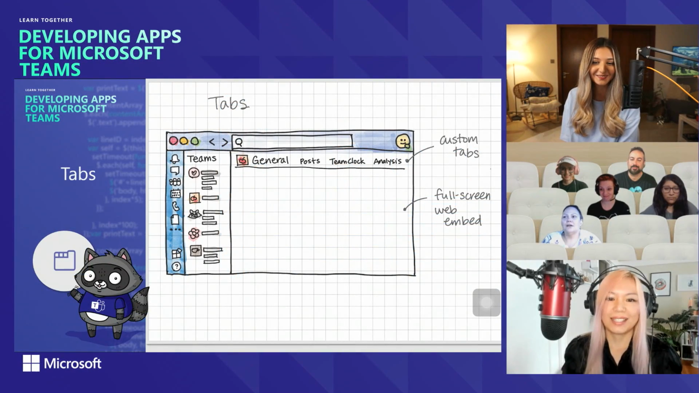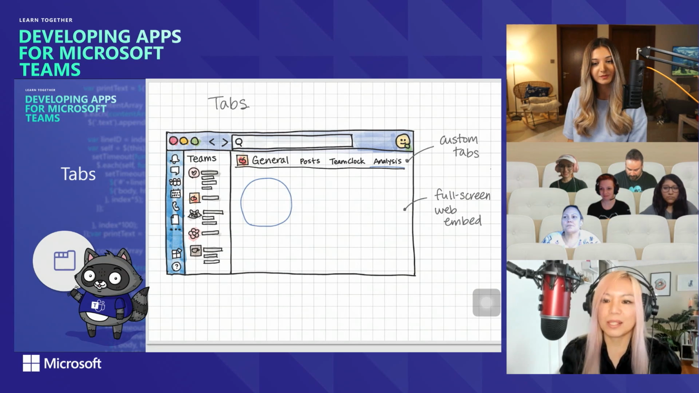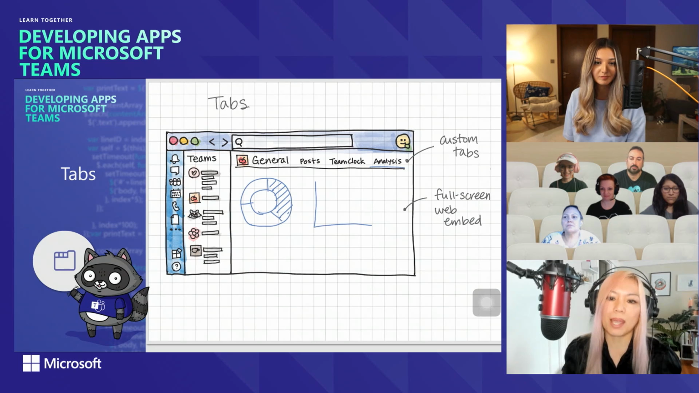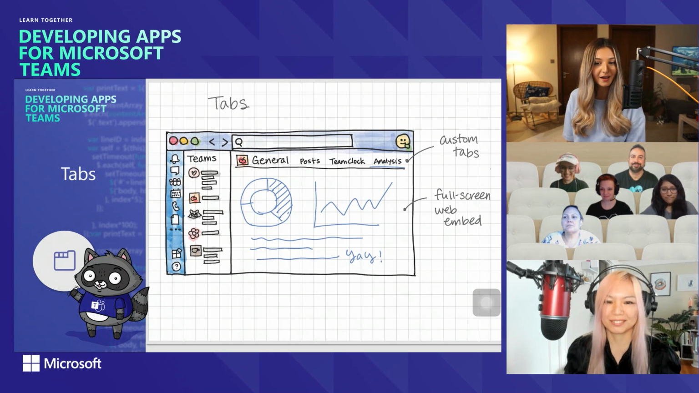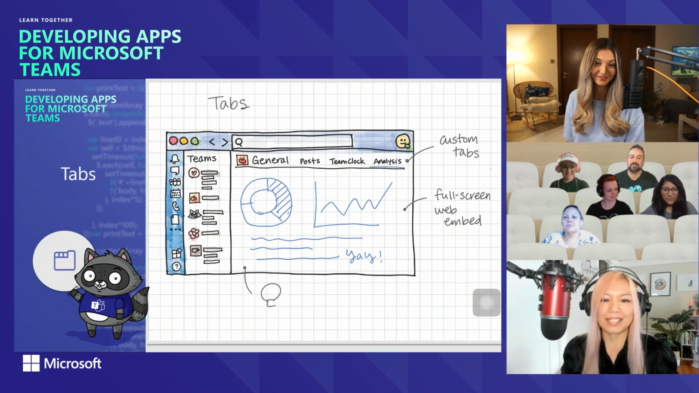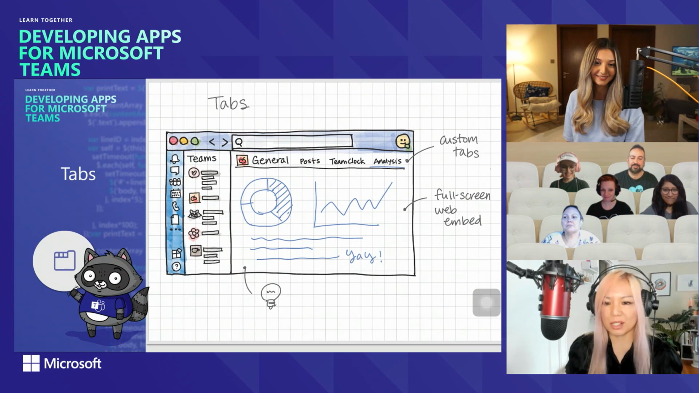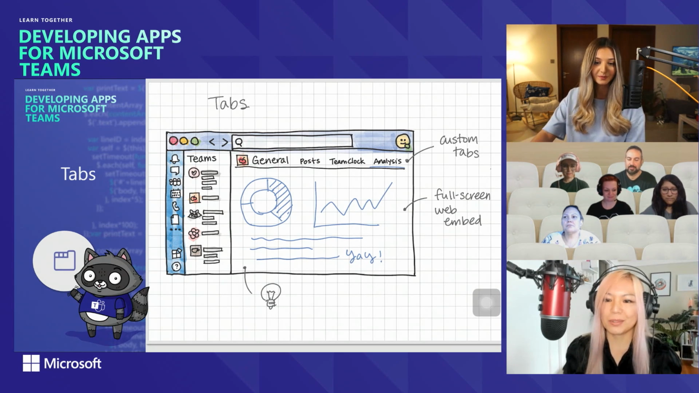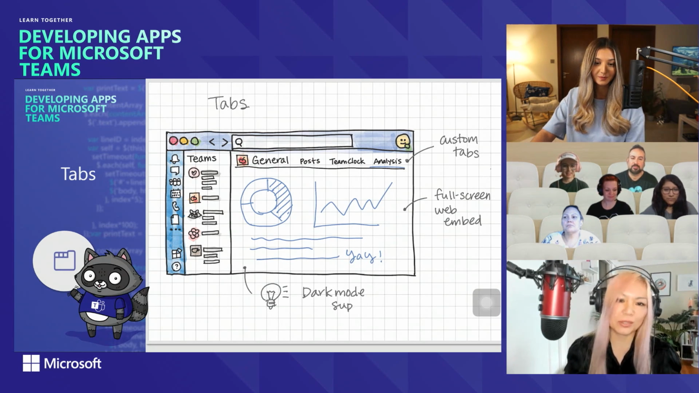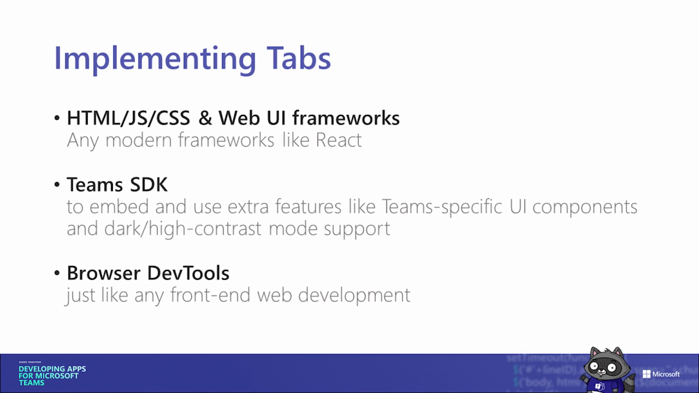And some business analysis too. You might want to create a cool data visualization like this. It basically taps a web app embedded in an iframe in the Teams client. It would be nice to have dark mode too. I'm a dark mode person. Yeah, so Teams SDK does support dark mode and high contrast mode, so you should definitely add the feature to your app. Tabs are great, especially for web developers.